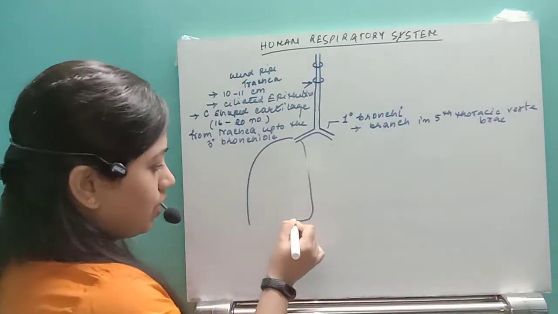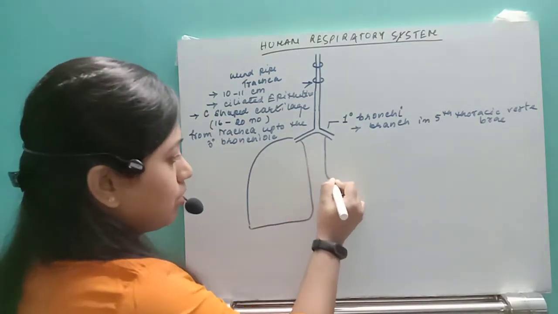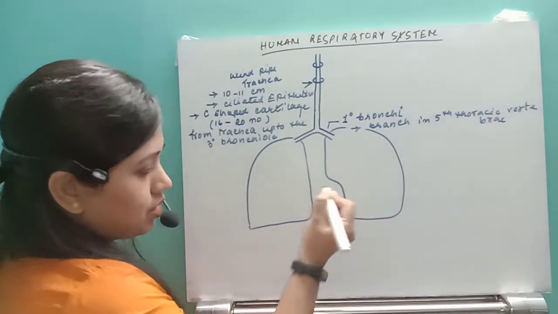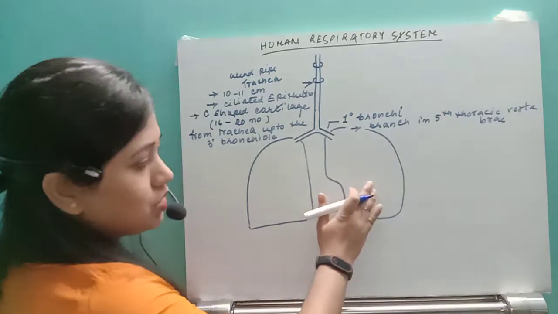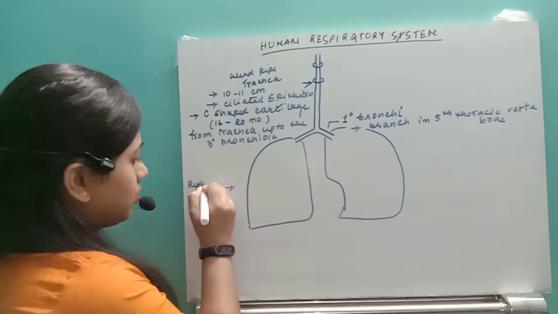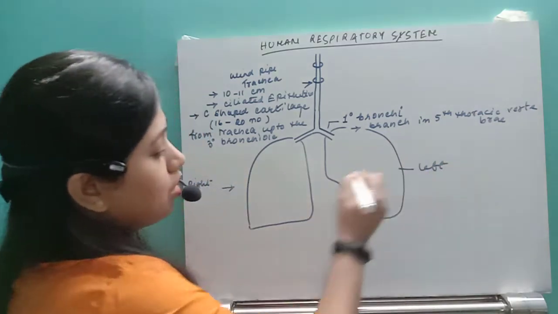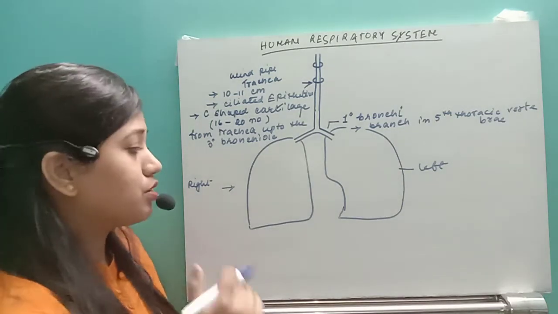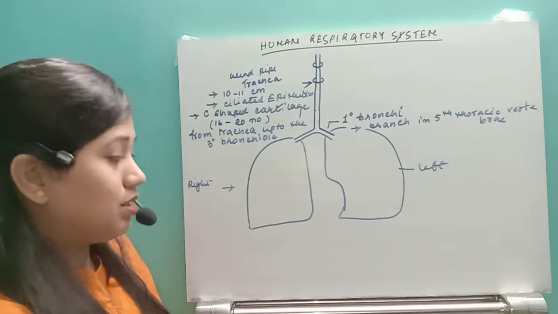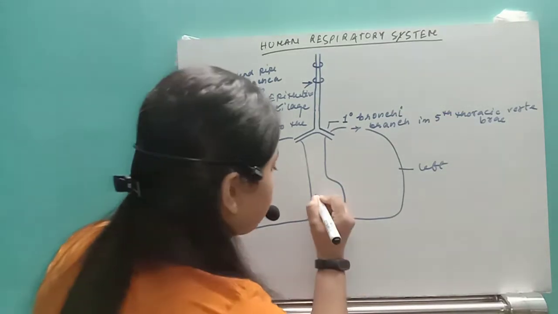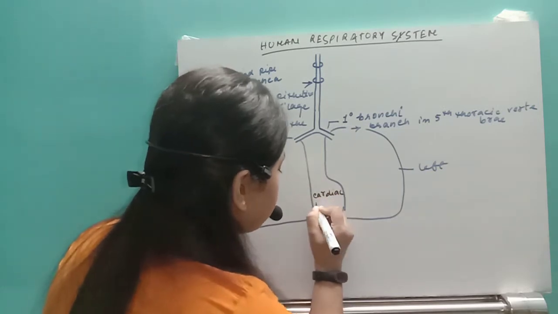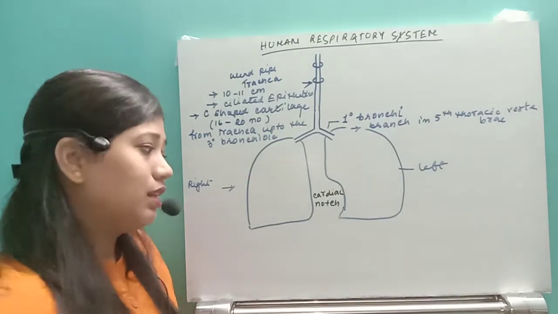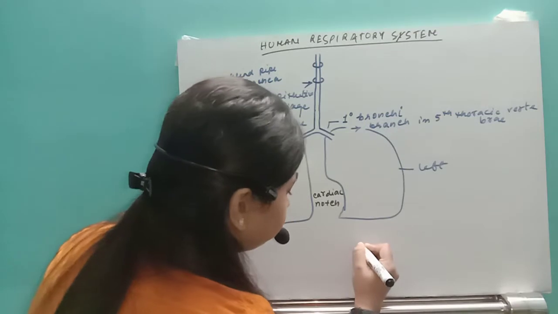Here we have the two lungs, the right lung and the left lung. This is the right lung and this is the left lung. One thing you have to know: the left lung is a little bit smaller compared to the right lung. What is the reason? Here we have the cardiac notch. This is the space for the heart, so that's why the left lung is a little bit smaller than the right lung.